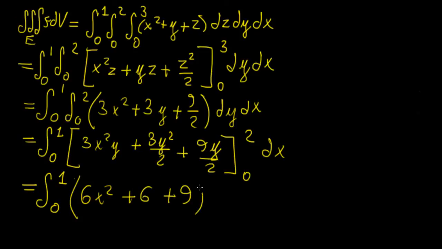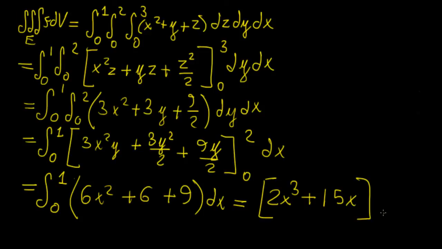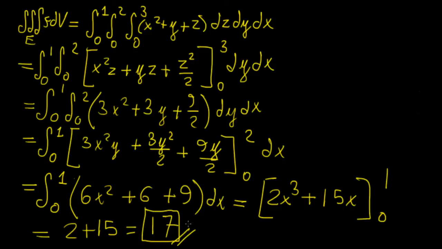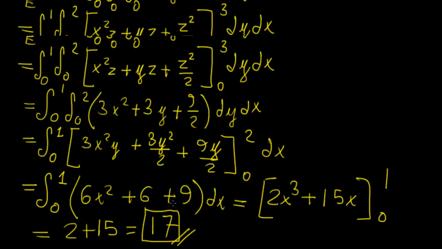So this becomes 15. And then in the end, we're going to integrate with respect to x. So this is going to become 2x to the power of 3 plus 15x from 0 to 1. And finally, that's going to give us 2 plus 15, which is equal to 17. So this is equal to 17, basically.